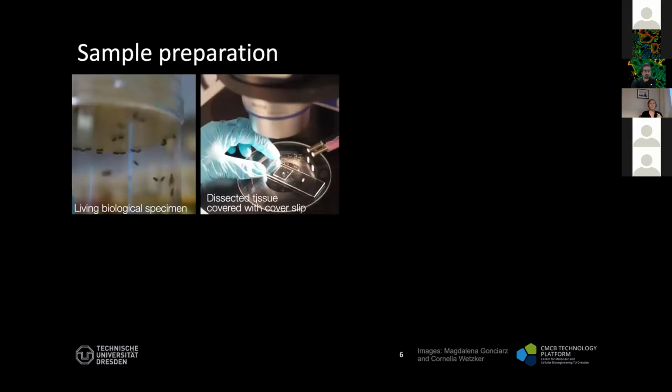So just as a short sequence for the sample preparation, we investigate Drosophila. In the next image, you see a dissected tissue. It's very tiny, already covered with a cover slip.